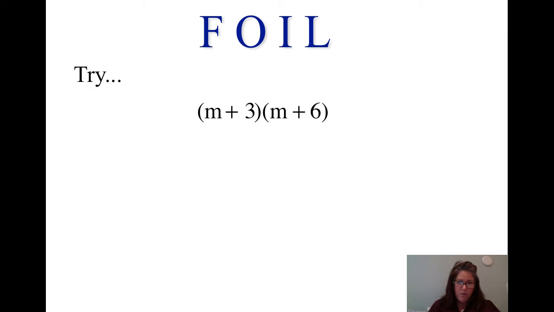Now, this only works when you're multiplying binomial by binomial. All right, so let's try it.